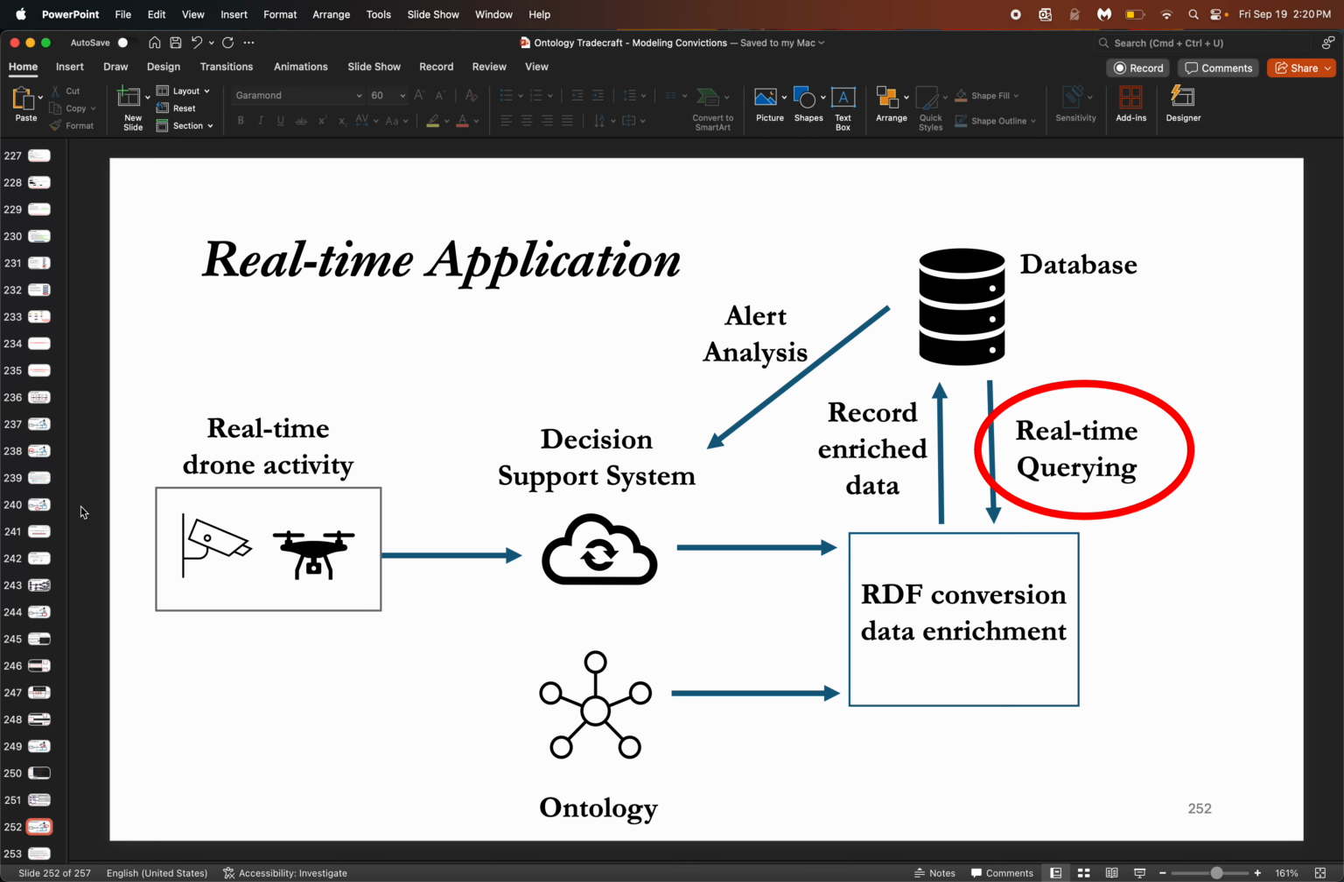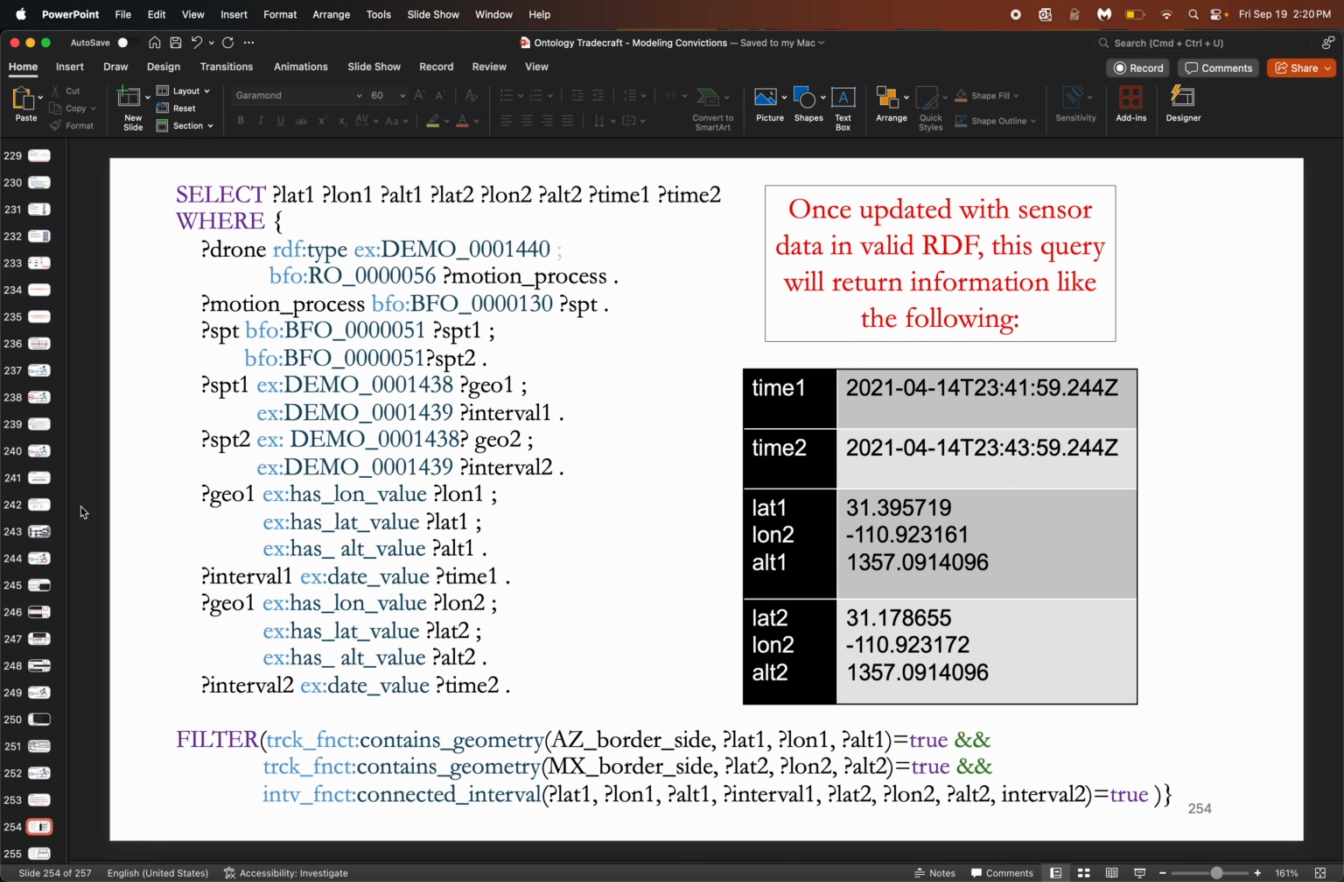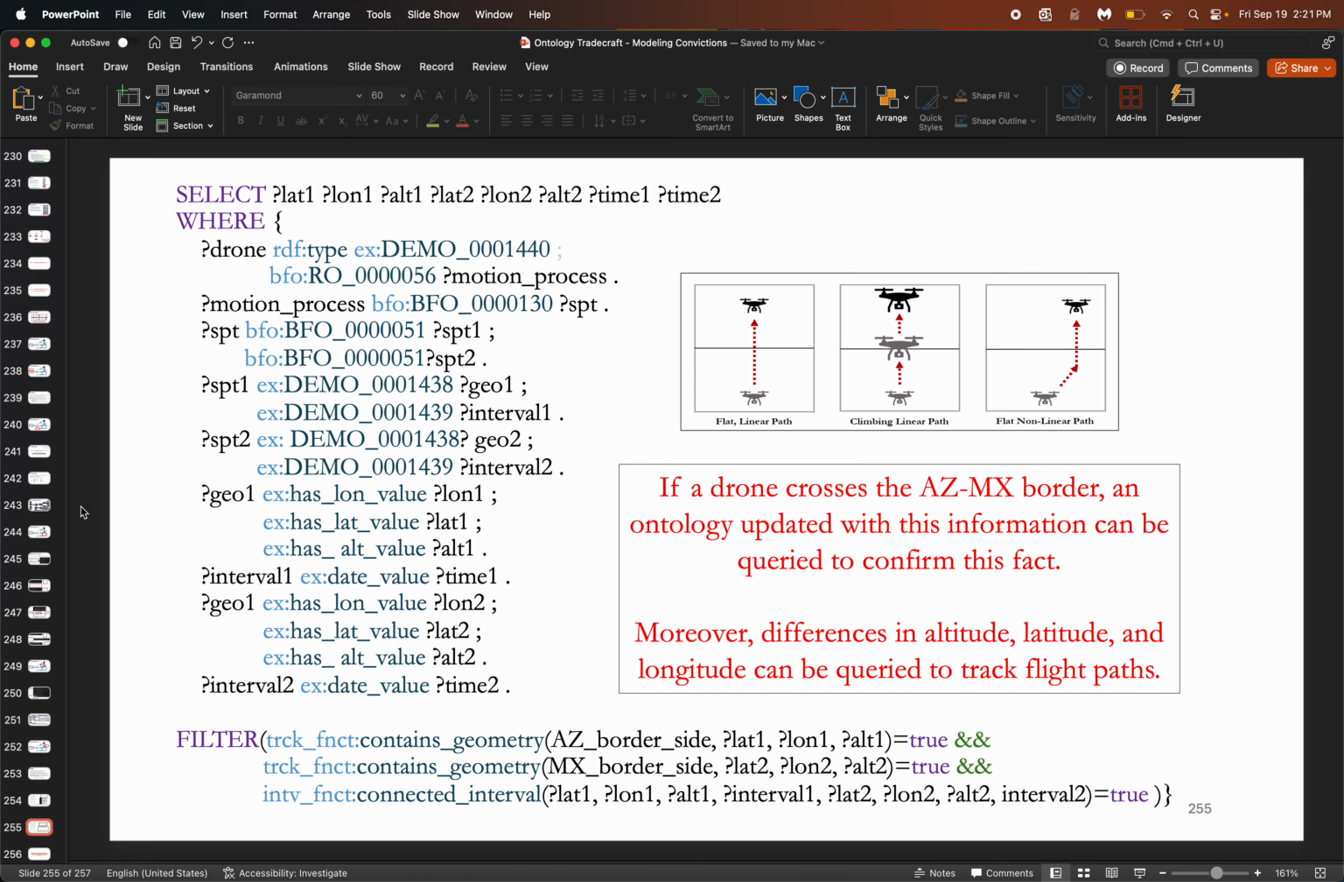And then this is the sort of thing that you can run queries against using languages like SPARQL, which we'll talk much more about later, and you can encode the competency question: has a drone crossed the U.S.-Mexico border, in SPARQL? It might look a little messy given the structure and all the complexity, but that's okay. Once updated with sensor data in valid format, this query can return information like the following. It tells you when things cross and when they don't cross, and gives you alerts or output when you need to pay attention to a certain part of the border.